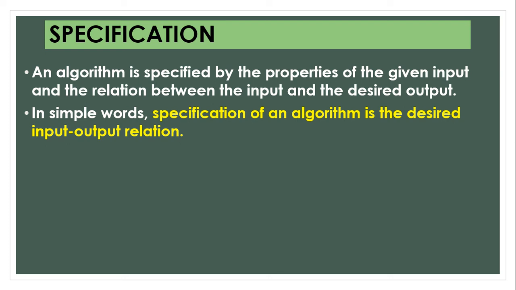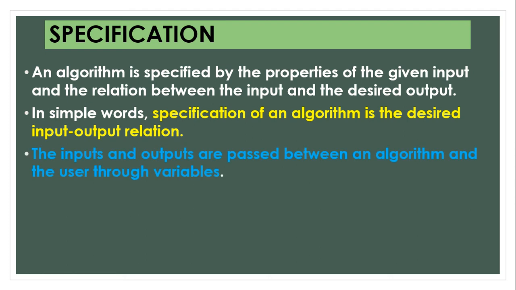So the specification of an algorithm is the desired input output relation. Okay, so நம்ம specification என்ன கொடுப்போம், என்ன input நமக்கு தேவை, எந்த output வேணும், இந்த inputக்கும் outputக்கும் இருக்க relation என்ன, இது specify பண்றது தான் specification here. So the specification of an algorithm is the desired input output relation. The inputs and outputs are passed between an algorithm and the user through variables here. So we will store all the inputs in variables only.